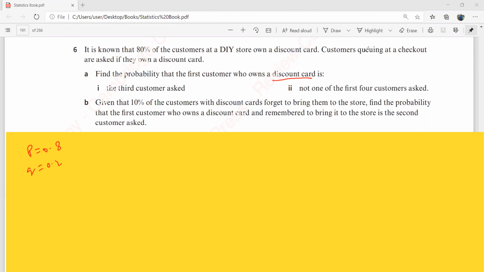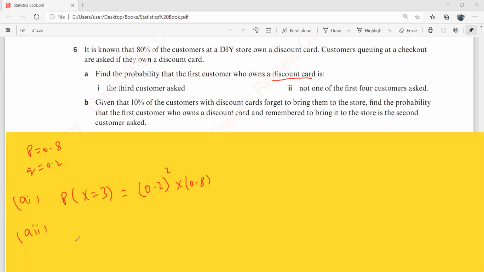Okay. He says customers queuing at a checkout are asked if they own a discount card. Find the probability that the first customer who owns a discount card is the third customer. So he's asking in A1 that probability X equal to 3. So that is going to be 0.2 squared times 0.8. Okay? We go on to the second part.